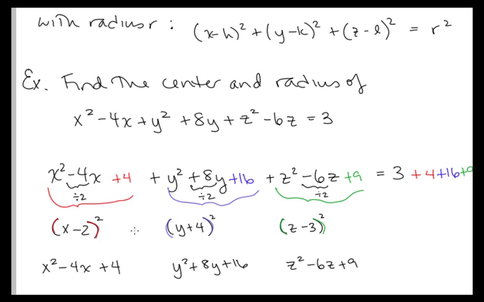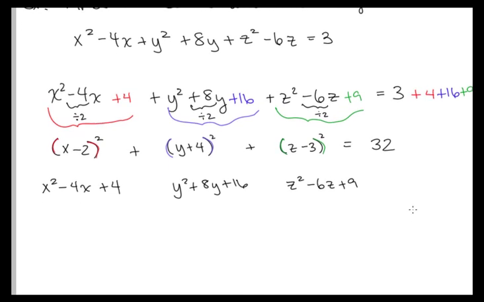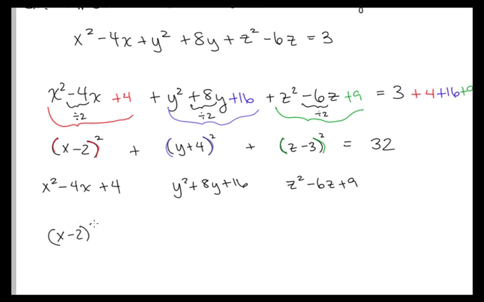We have (x minus 2) squared plus (y plus 4) squared plus (z minus 3) squared is equal to, that's 20 and 12, so we have 32. So just to rewrite that, we have (x minus 2) squared plus (y plus 4) squared plus (z minus 3) squared is equal to 32.